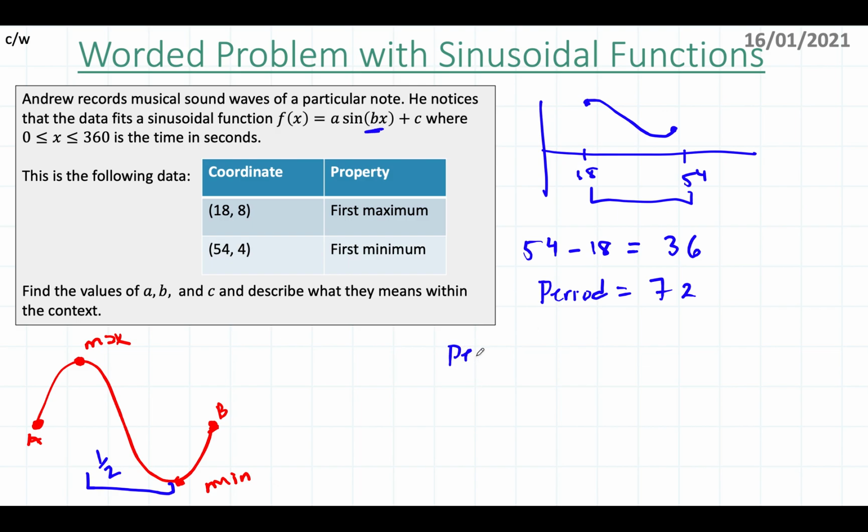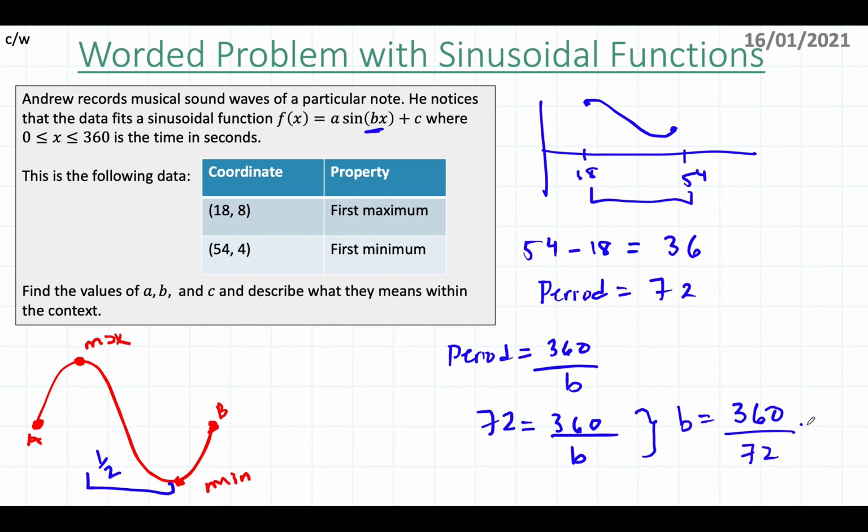Now, we know the formula is period equals 360 over B. I know my period is 72, so 72 equals 360 over B. And so now I can cross multiply. So basically you switch the B and the 72. So B is equal to 360 over 72. And just a quick calculator run over that, and that's going to give me 5.